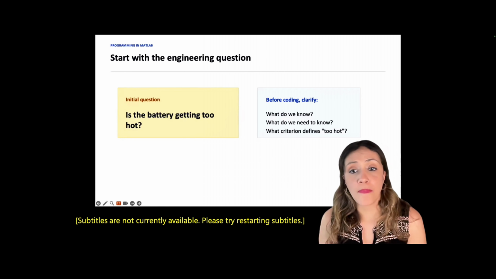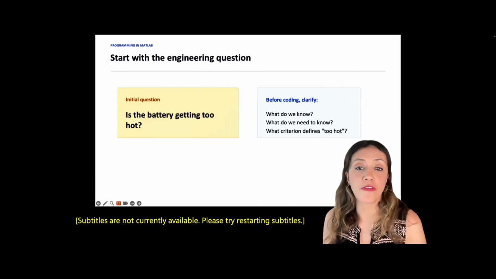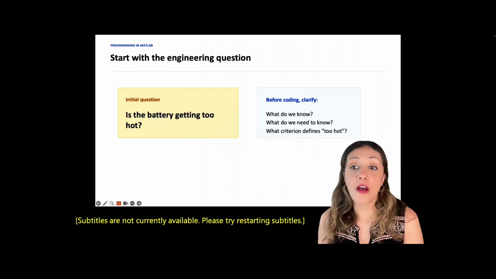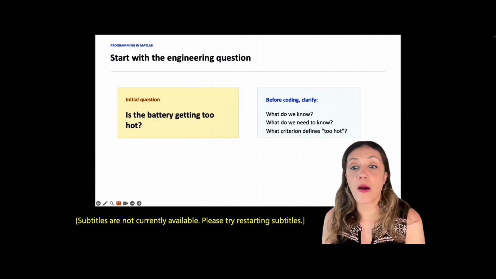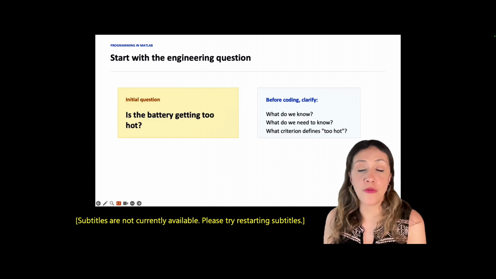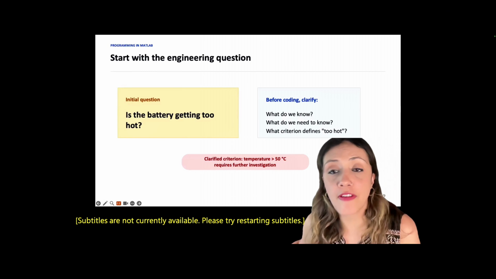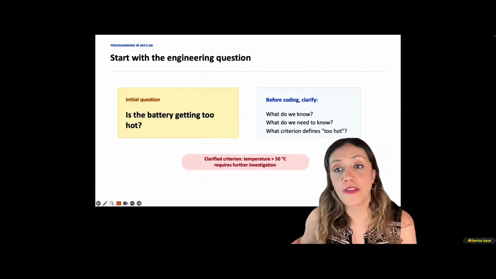So we know we are monitoring the battery temperature, but we still need some additional information. For example, we need the actual measurements, and we also need to clarify what we mean by too hot. So in other words, we need a criterion that will help us decide which temperatures require our attention. For this test, let's define our criterion this way. Temperatures above 50 degrees Celsius require further investigation.